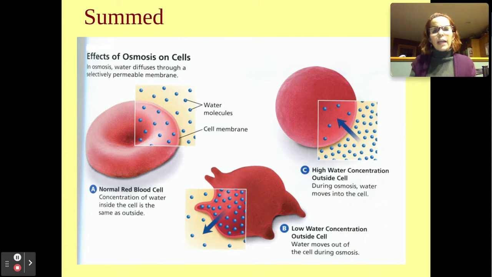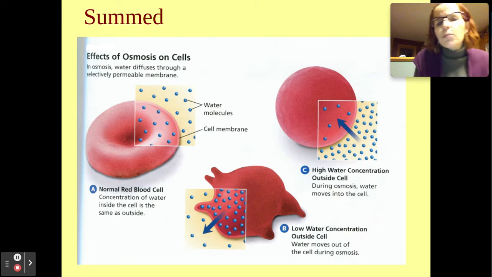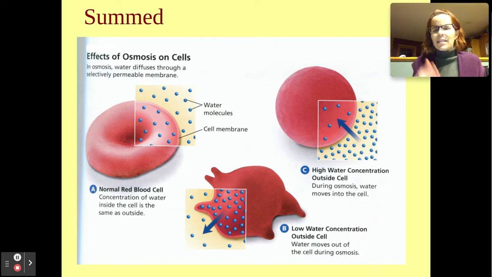And this is another diagram showing basically the same thing. Diagram A shows an isotonic solution. The red blood cell looks perfect. It's ready to function normally. It is what we call maintaining homeostasis, which just means perfect balance, the exact balance that we want.